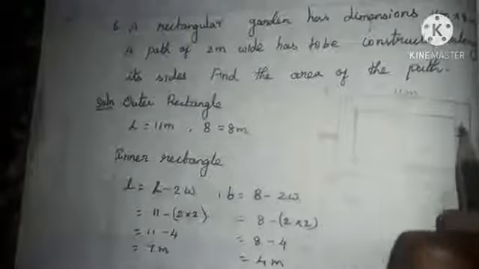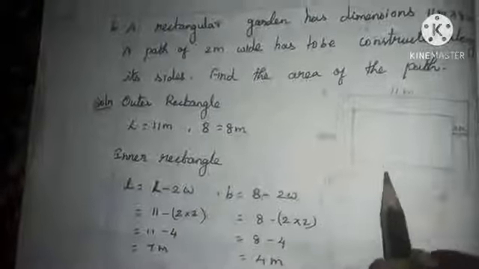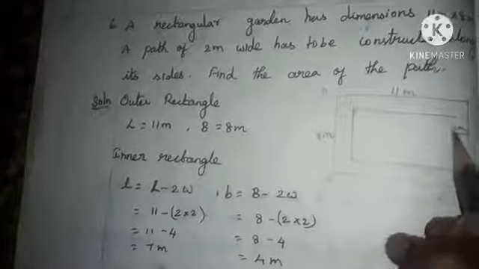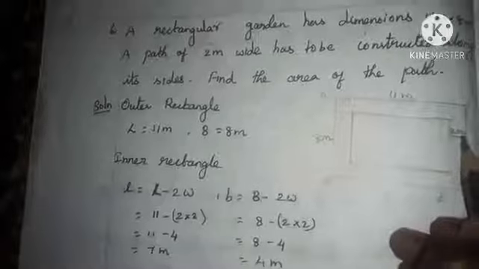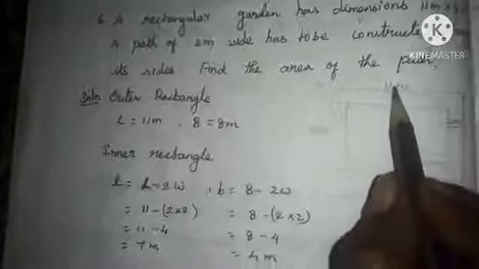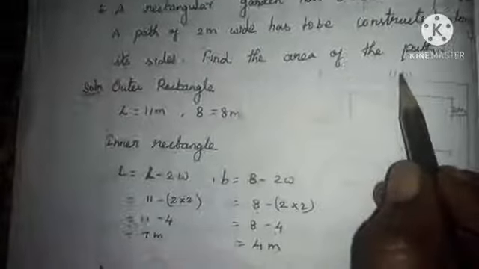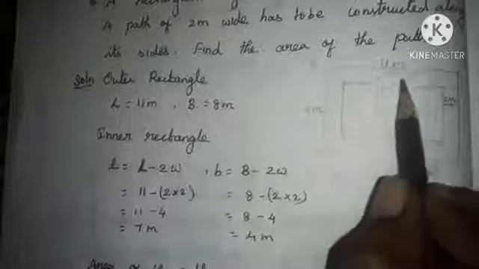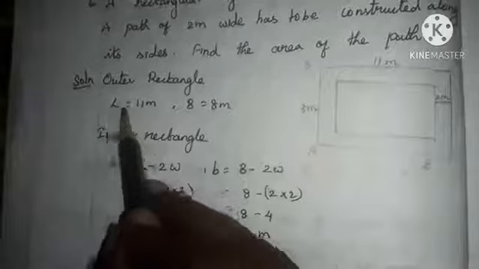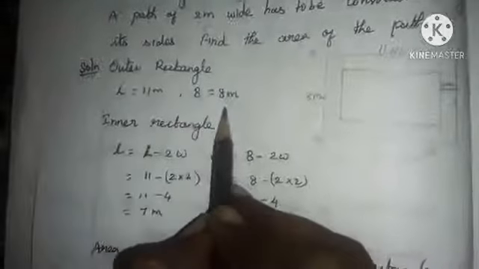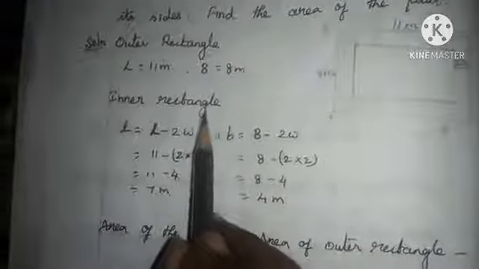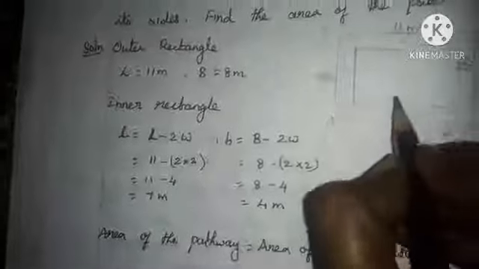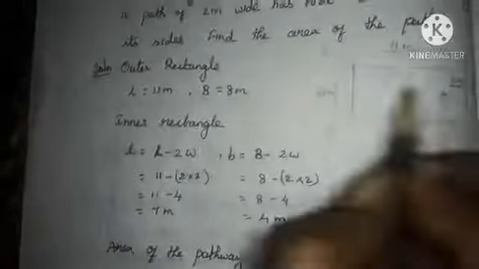This path is constructed along its sides, and the width is given as 2 meter. Using this width and the length and breadth of the outer rectangle, first you have to find the length and breadth of the inner rectangle. Here the outer rectangle capital L is 11 meter and capital B is 8 meter. Using this, we are going to find the length and breadth of the inner rectangle, that is small l and small b. This is small l and this is small b.